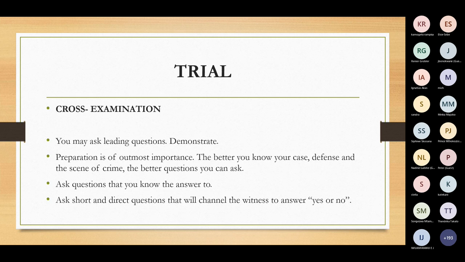So don't ask open-ended questions because you may hear what you don't want to hear. Wherever possible, ask questions that will elicit an answer of yes or no. Ma'am, you were at the house of the accused on the day in question. If it's not in dispute, the answer will be yes. You know that they were together. So you ask questions that will make them say yes or no.